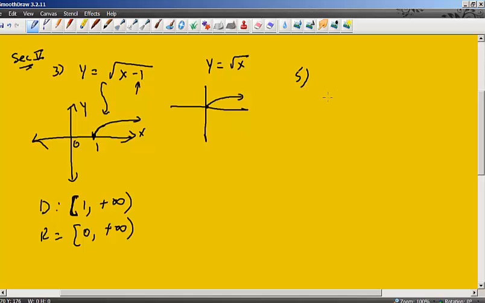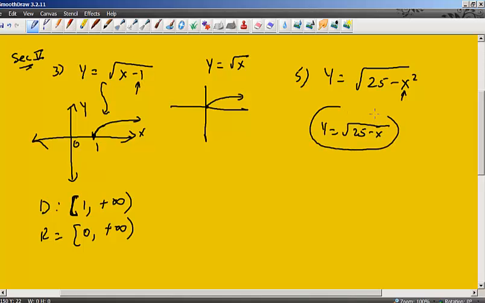In number 5, they give us y equals the square root of 25 minus x squared. If this was just y equals the square root of 25 minus x, it's a square root function. The only thing is that by putting a square on the x, you can also use negative numbers, whereas without the square you could only use numbers to one side. So now you can use positive numbers also.